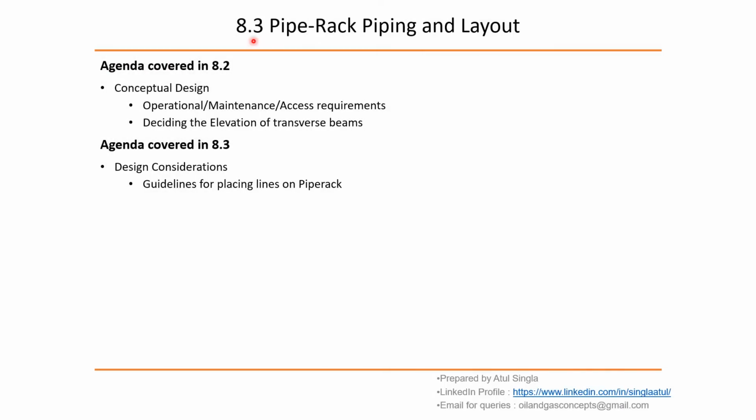Welcome to the third part of the discussion on pipe rack piping and layout. In the last part we already discussed the operational, maintenance and access requirements and how to decide the transverse elevation of the beams. In this part we'll start the guidelines for placing the pipelines on the pipe rack. So let's start with the guidelines.